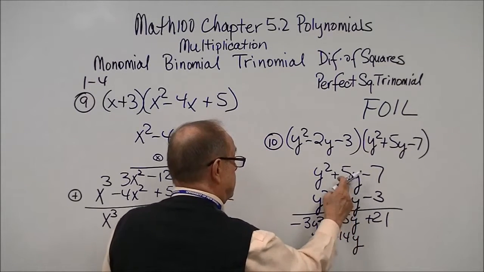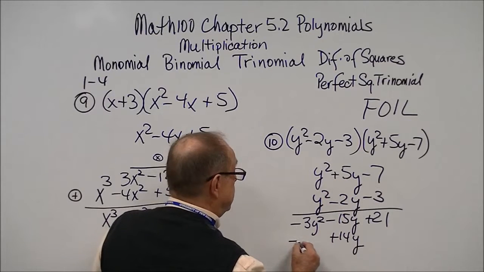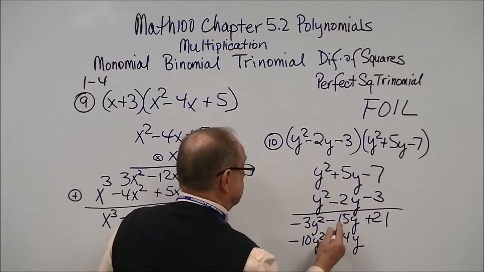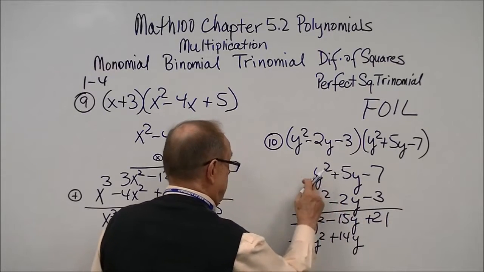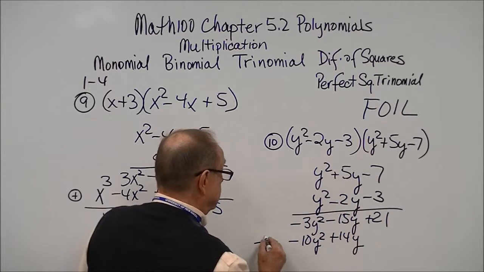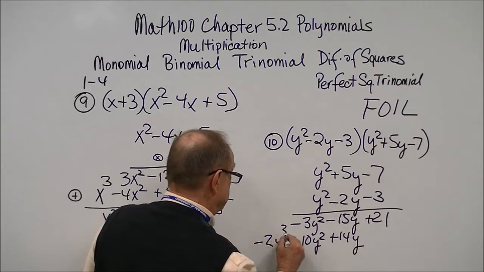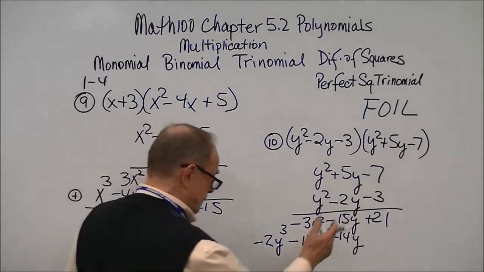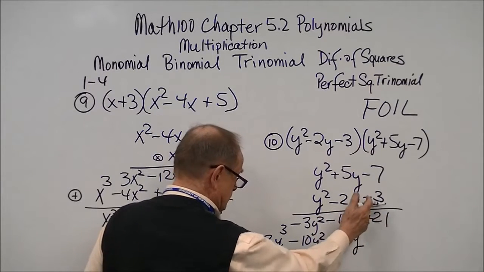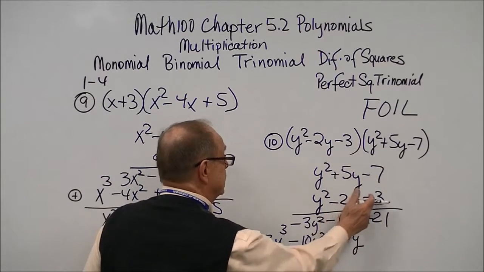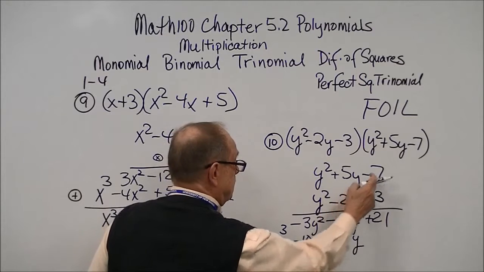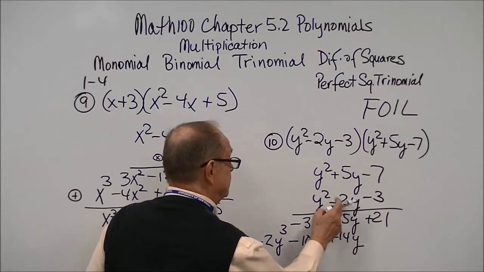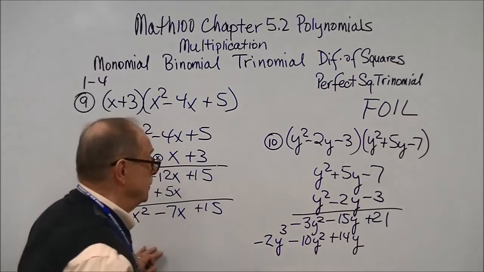A negative 10y squared. And a negative 2y to the third. And again, check your work. Negative, negative, negative, positive, negative, negative. I think we're good so far.